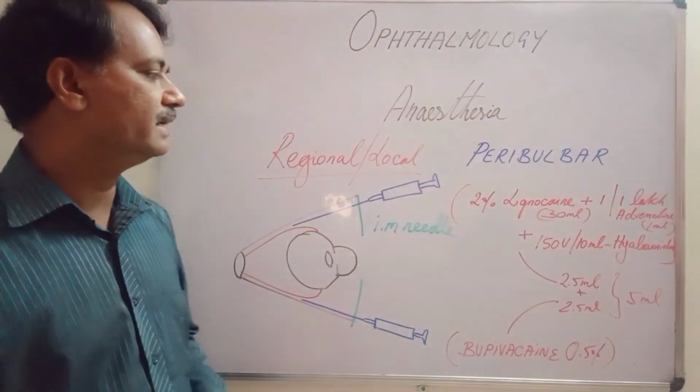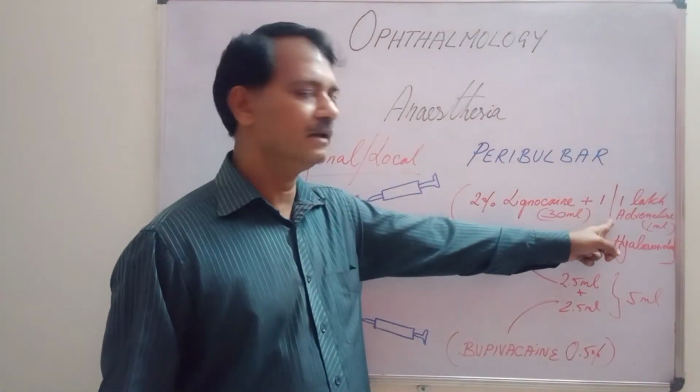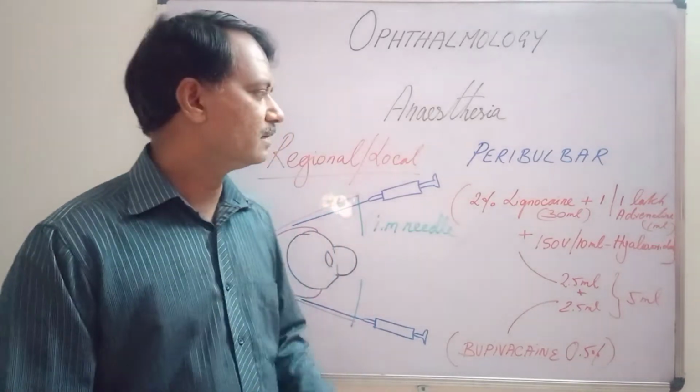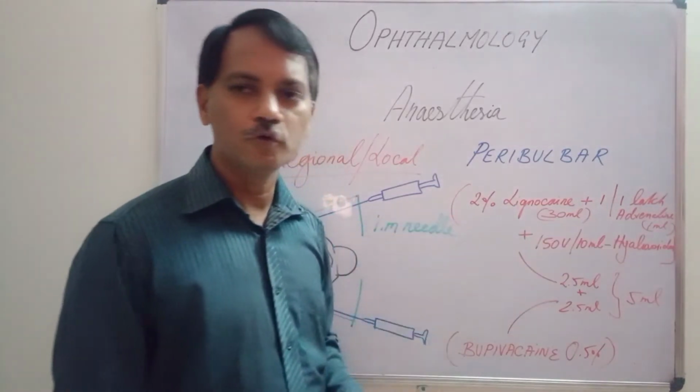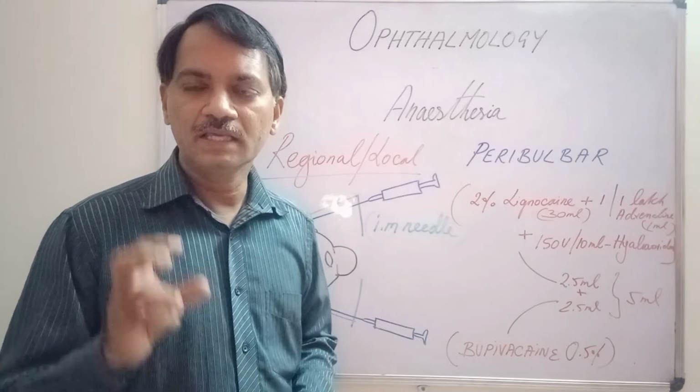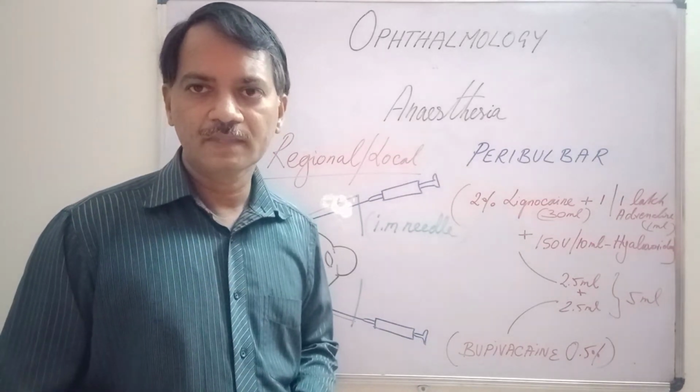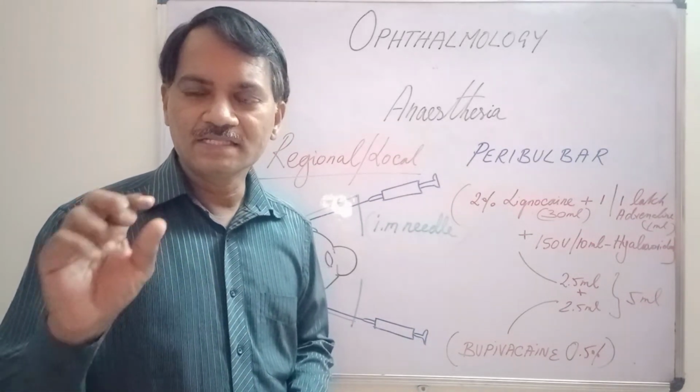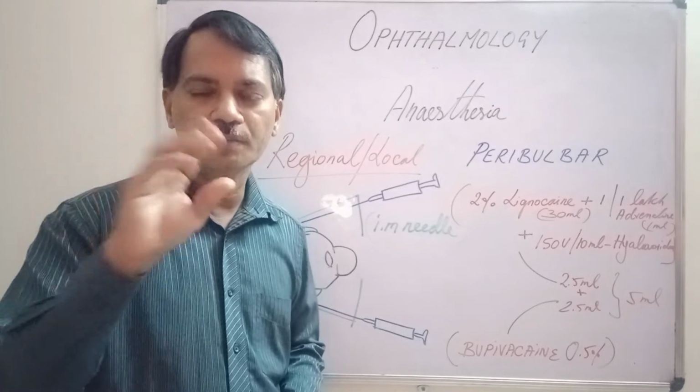Now you will be asking why we are using adrenaline. This 1 in 1 lakh solution is used because we are giving into the orbit. We want to constrict the vessels in the orbit.